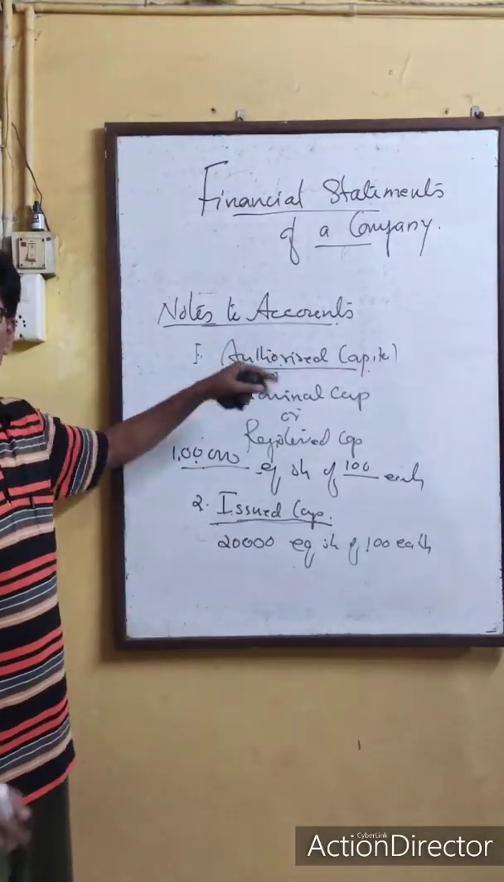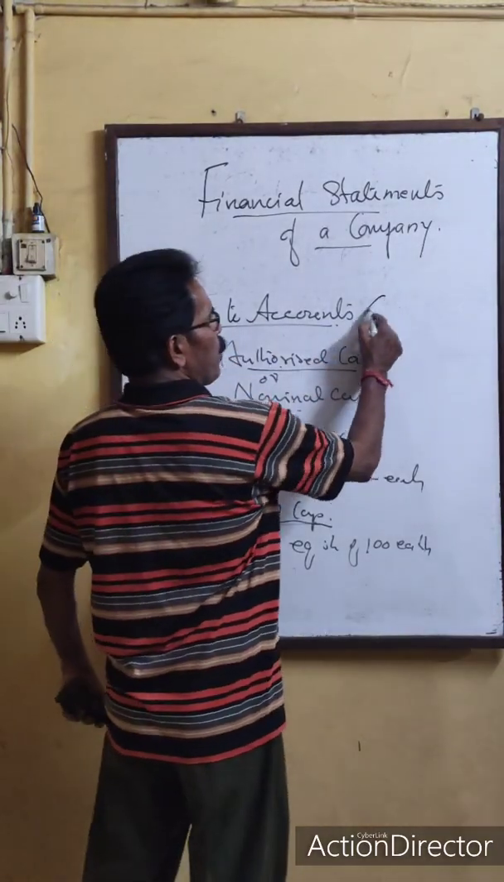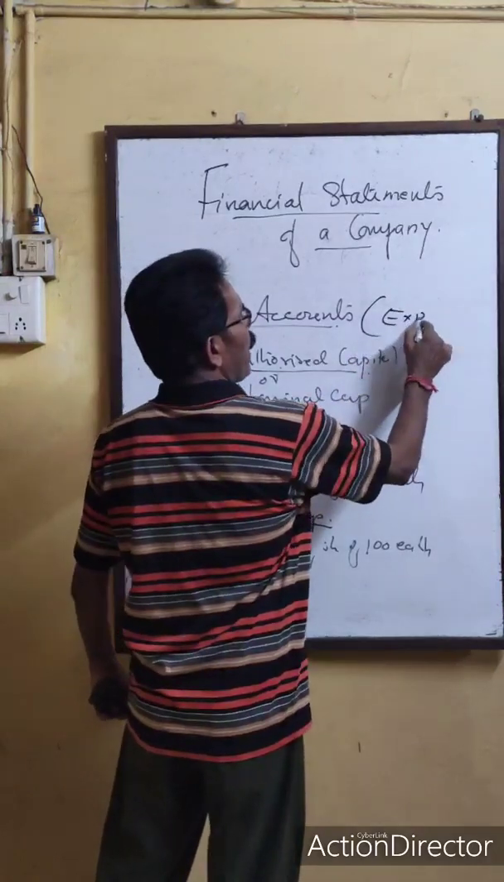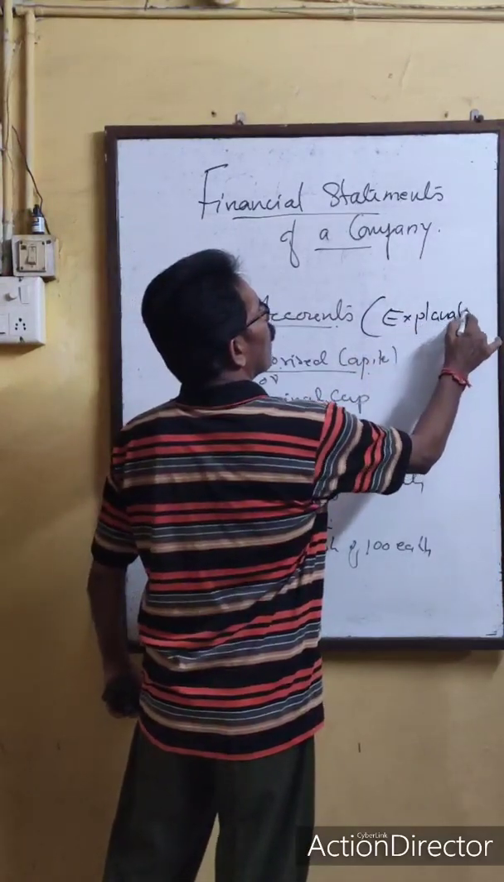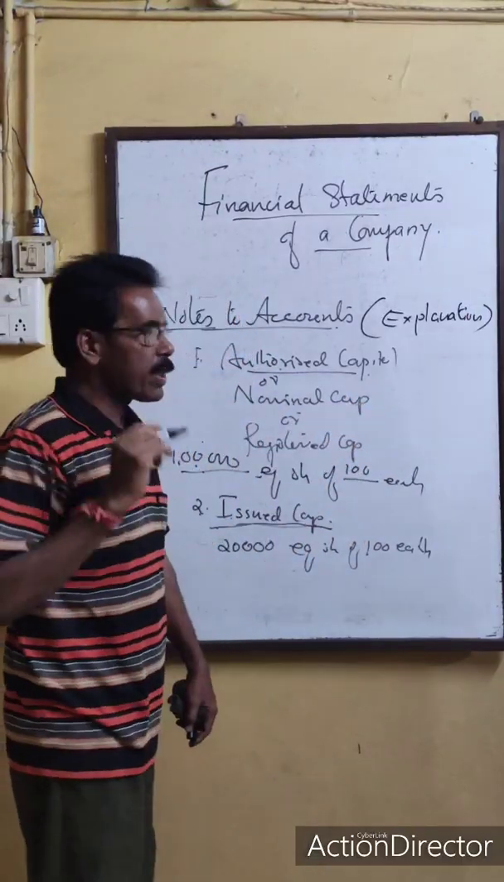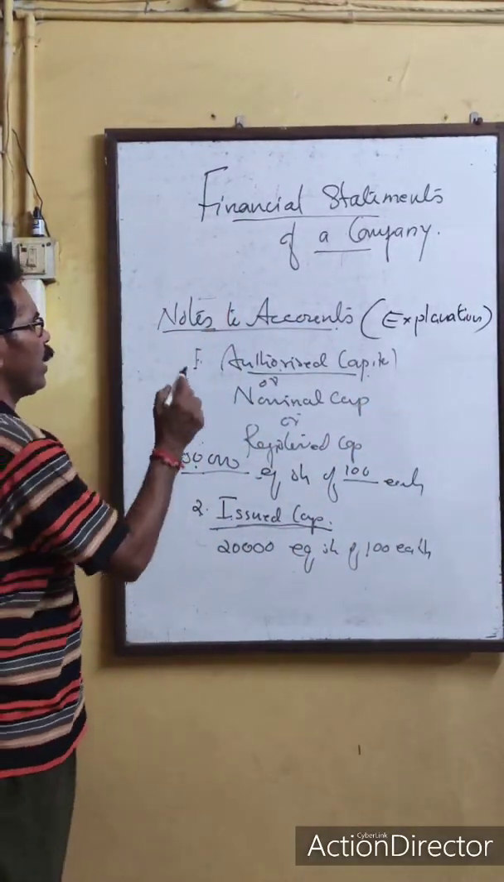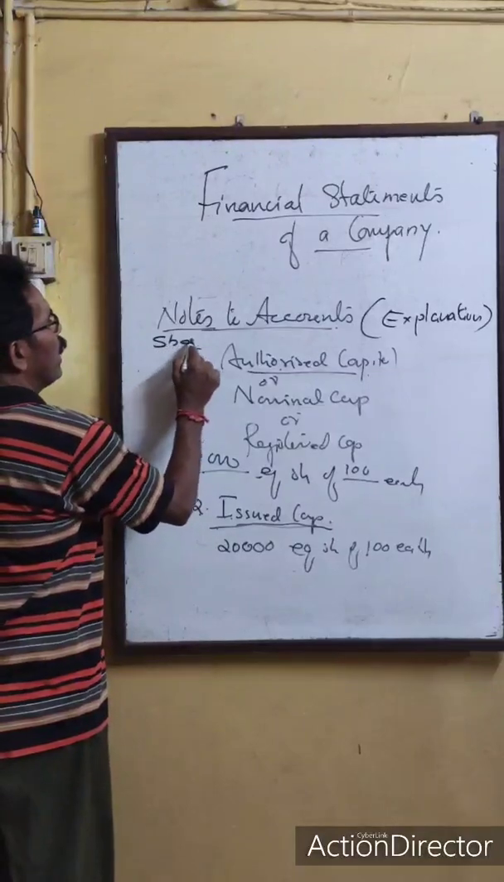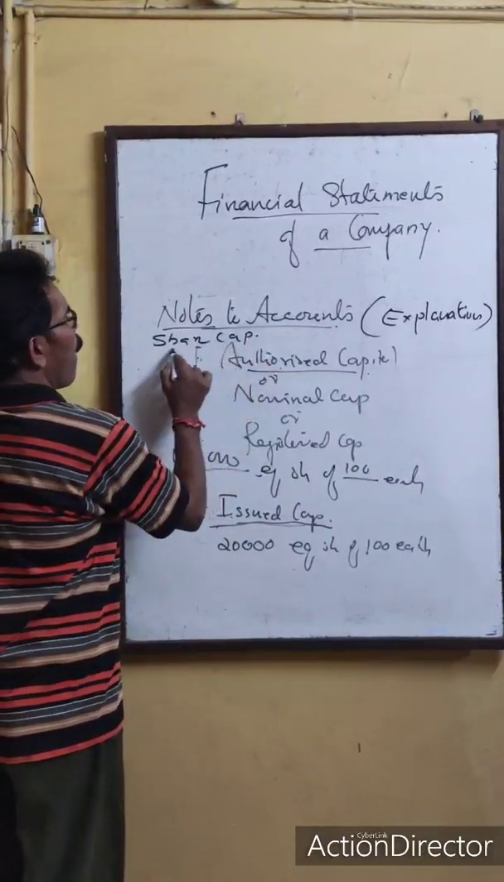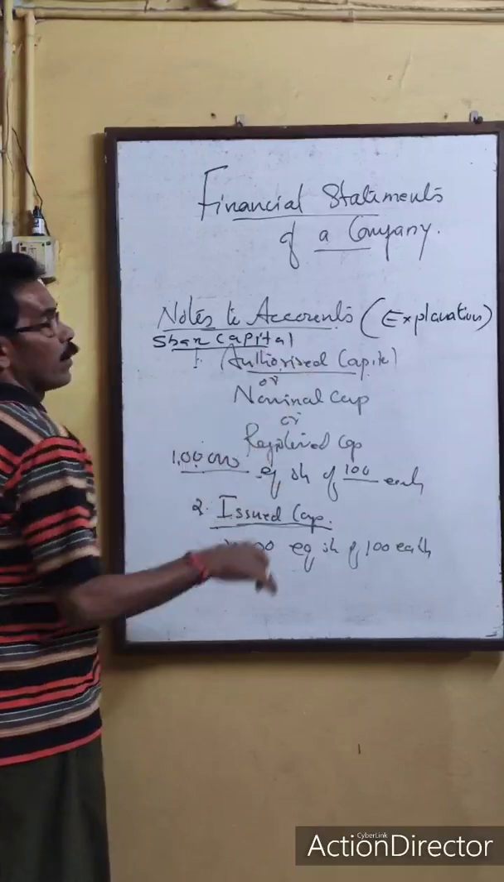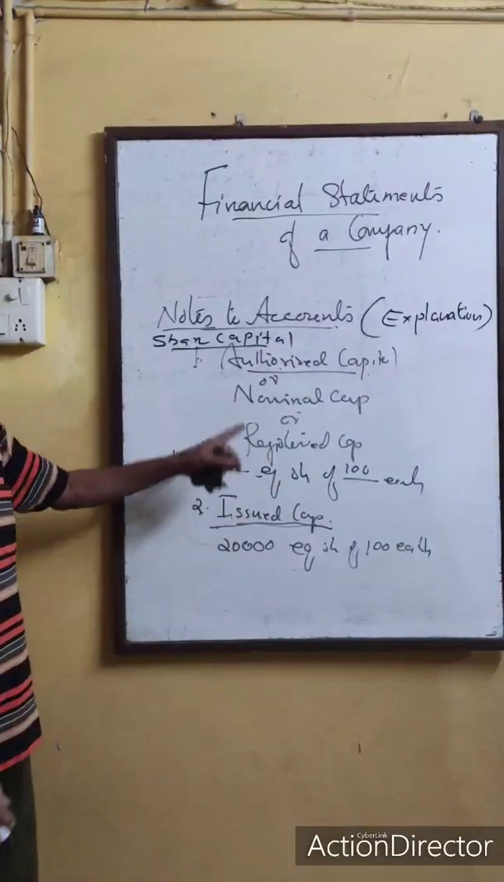Notes to account means, simply saying, an explanation. This is to make you understand. Simply I am telling about the explanation. In that explanation, we are showing the share capital. The explanation of share capital.